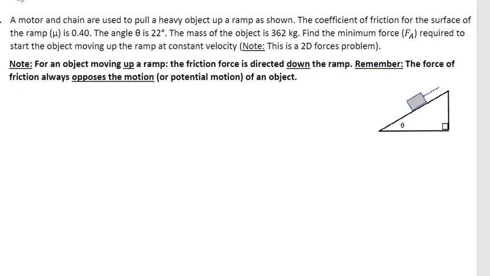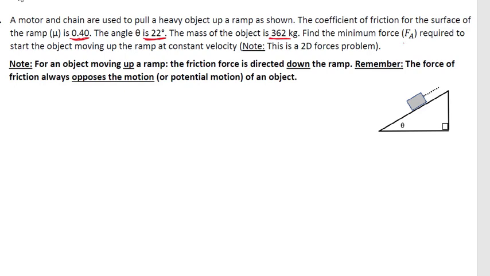The coefficient of friction for the two surfaces is mu, and some of them are 0.4. The angle is 22 degrees, that's theta. An object of mass 9.3 kilograms rests on an inclined plane. The angle of the ramp is 23 degrees. Find the minimum force magnitude required.